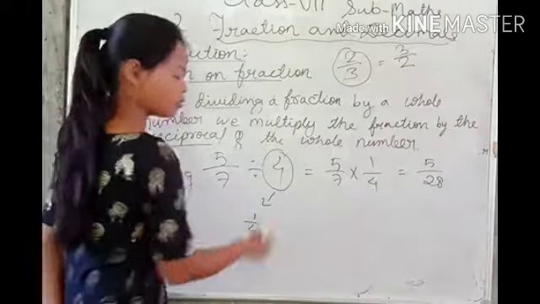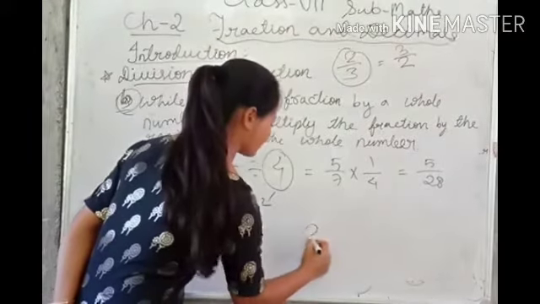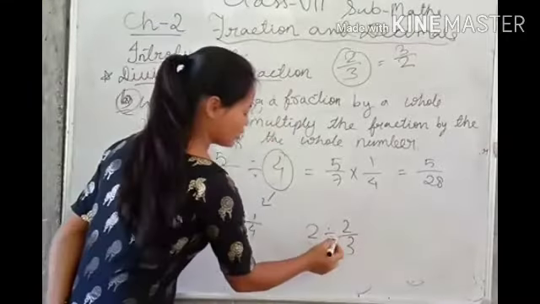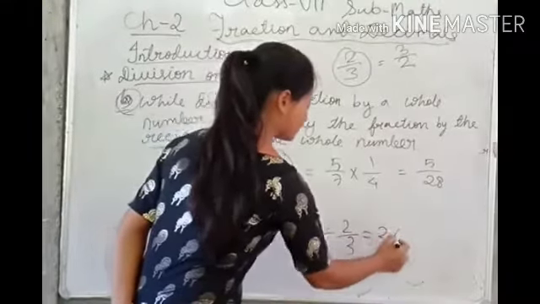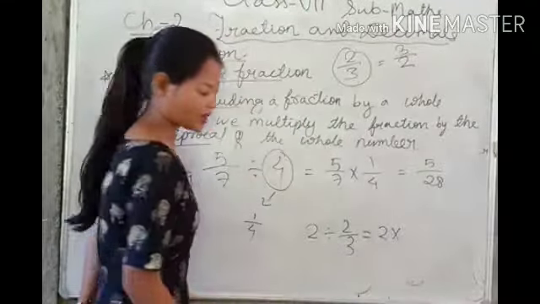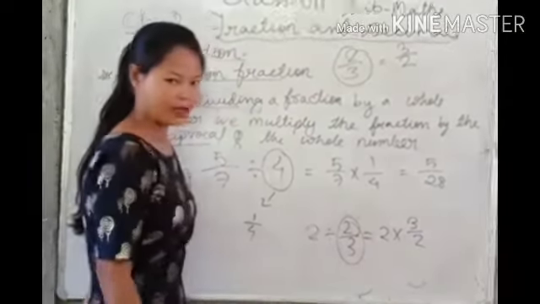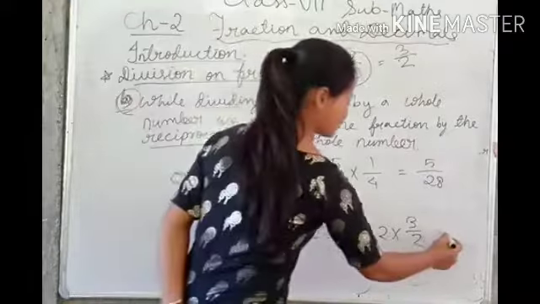So from these two, what have we learned? If you divide a whole number with a fraction, you make this divide into multiply, and this fraction will become the reciprocal, the reverse. Now you can simply multiply.